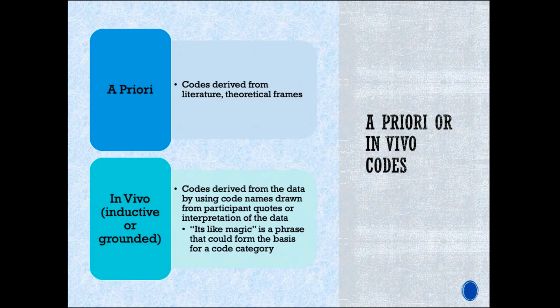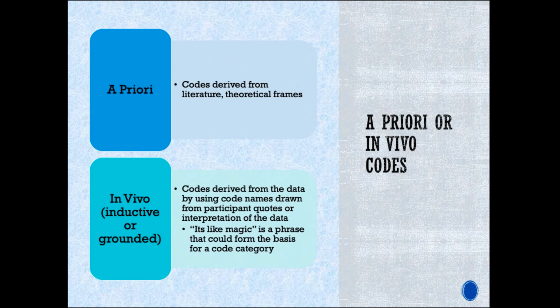So, a priori or in vivo codes. A priori means codes derived from the literature or theoretical frame. If you remember, previously we also discussed that sometimes you need to go and check the literature, not to drive you to the themes, but to help you identify the gaps that you may not find, or that may not emerge from the respondent or informant.